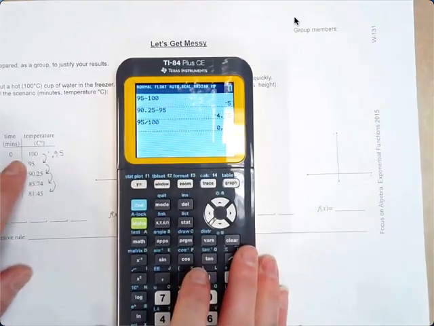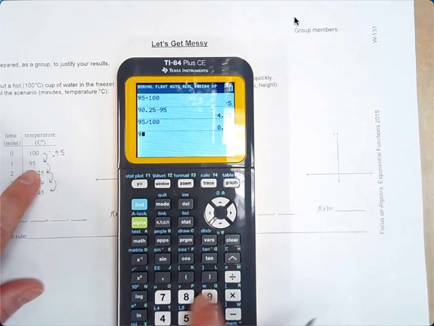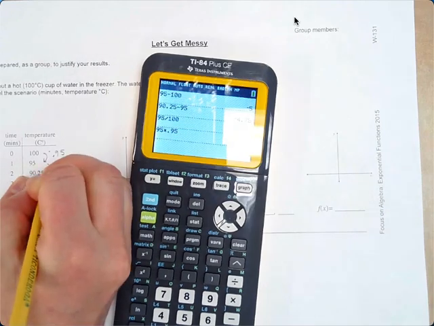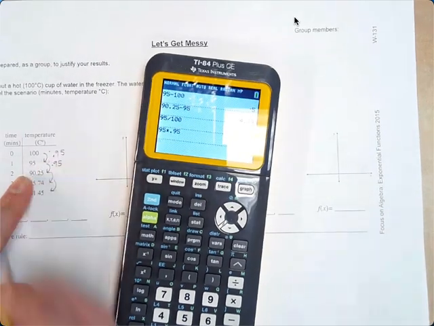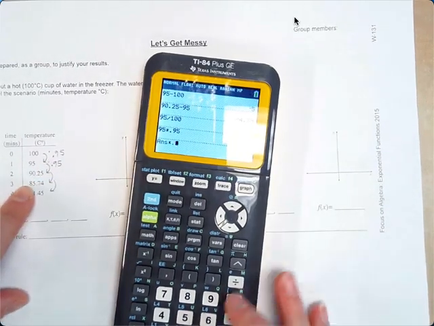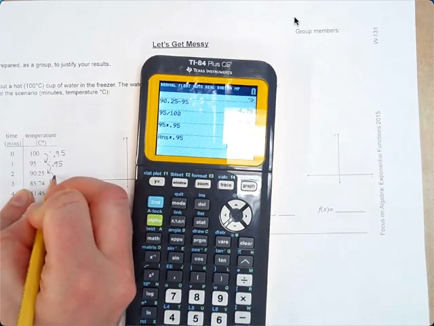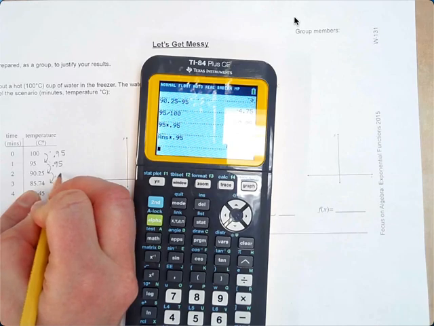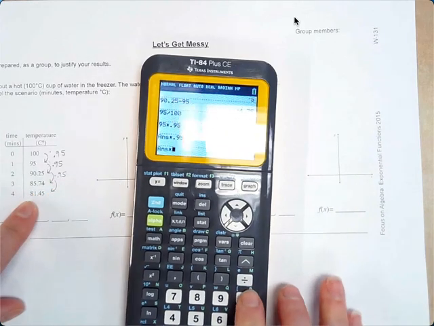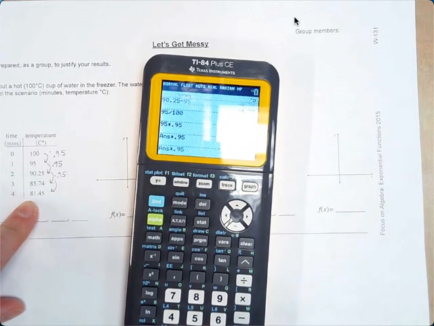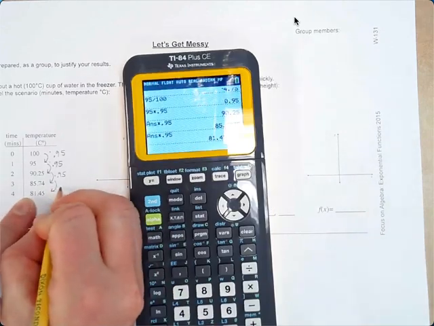So let's see if that is the same rate for the next one. So let's do 95 times 0.95, 90.25. Multiply that times 0.95, and it's rounding to 85.74, which is great. And I'm going to multiply that times 0.95. Okay, so this tells me it's exponential.